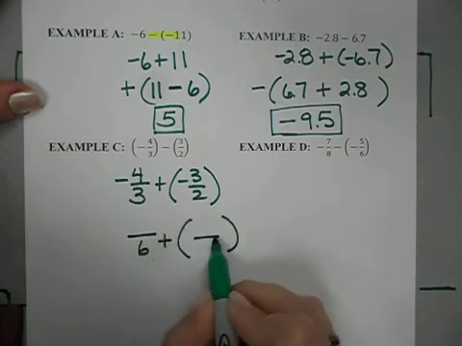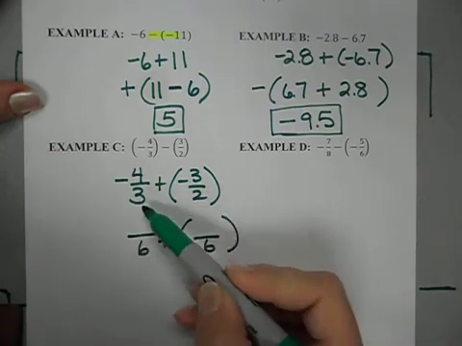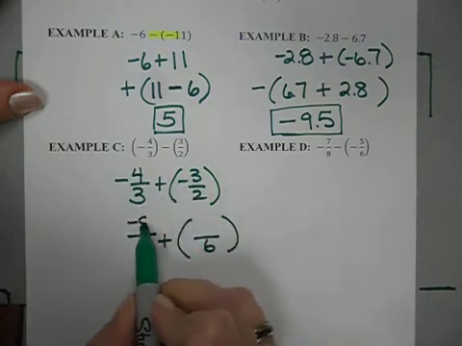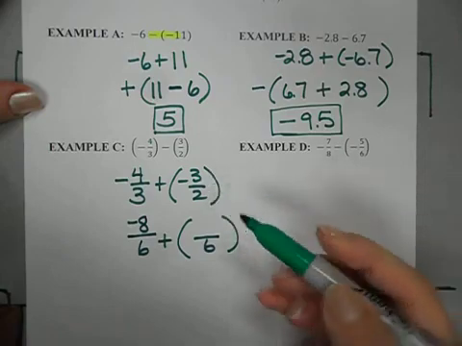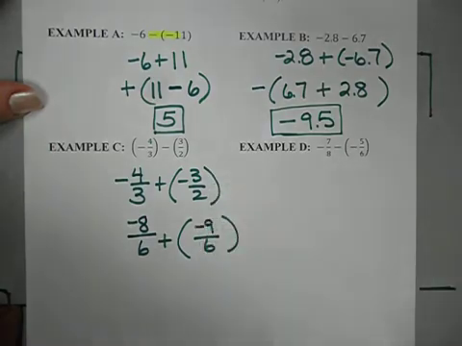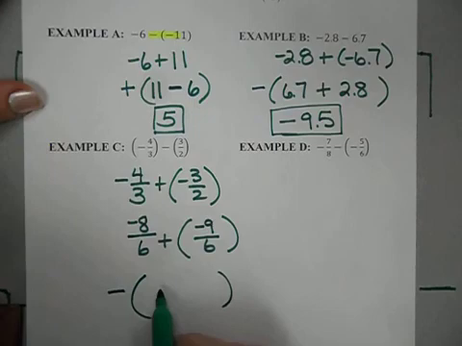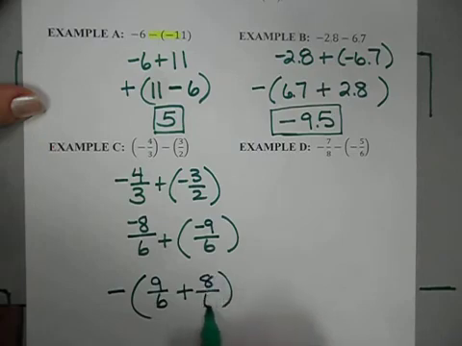So I'm going to set that up. The first fraction I'll have to multiply by 2, which would give me negative 8/6. The second fraction I'll have to multiply by 3, so that would give me negative 9/6. So I now have a common denominator, and I can move forward with my rule. So same sign, keep that sign, and I'm going to add their absolute values. And again, I always add the absolute value of the larger plus the absolute value of the smaller one. So there we go. Final answer would be negative.